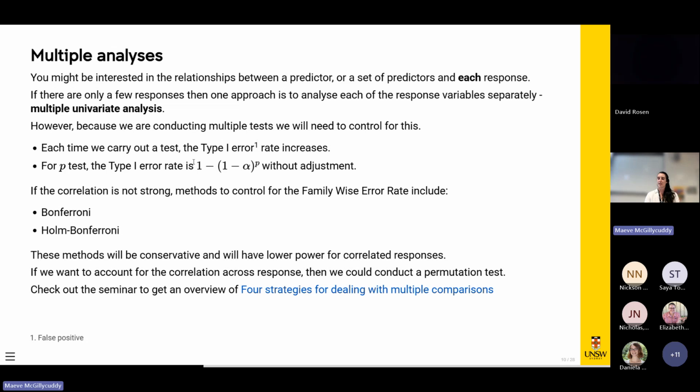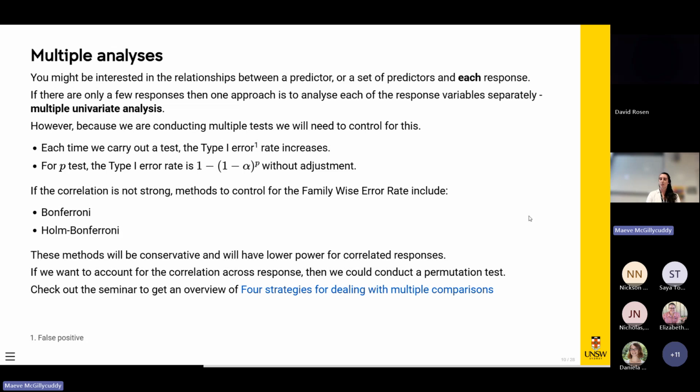The type 1 error rate, if P is the number of responses, so going back to our fruit example, 7. Actually, I don't know what it is, but we can find out. It's probably between 30 and 40%, instead of alpha equal to 0.05. So that's without adjustment. What we should do is control for the number of tests we do. There are different methods that we can use to control for the family-wise error rate. The simplest one is the Bonferroni, which people might be familiar with.